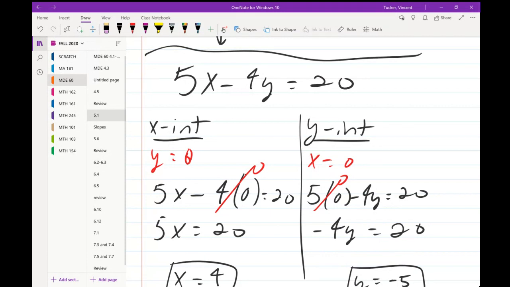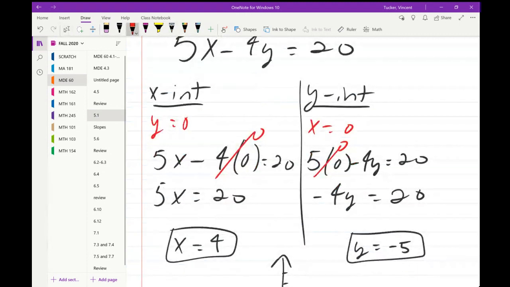All right, so we have 5x minus 4y equal to 20. If we're trying to find our x-intercept, first thing we'll do is let y be equal to 0. So you plug in 0 for y, and that'll be 5x minus 4 times 0 equal to 20. 4 times 0 is 0, leaving us with 5x equal to 20. Divide by 5, and that will be x equal to 4. So my ordered pair would be 4, 0.